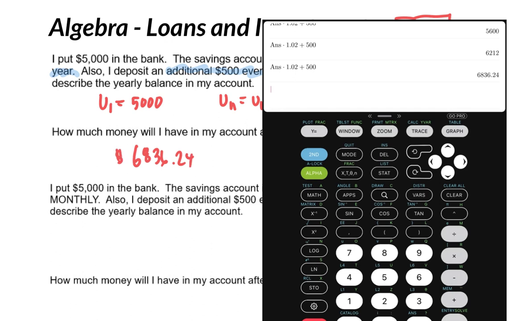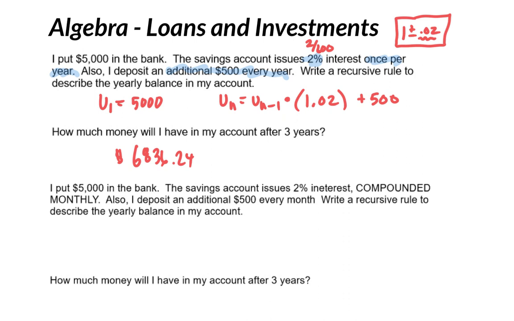Okay, next situation. I put $5,000 in the bank. The savings account issues 2% interest. I spelled interest incorrectly. Compounded monthly. So this all seems like it's the same, but then we have this little difference here that it's compounded monthly, but we're still putting in an additional 500. Here's what that means to us.